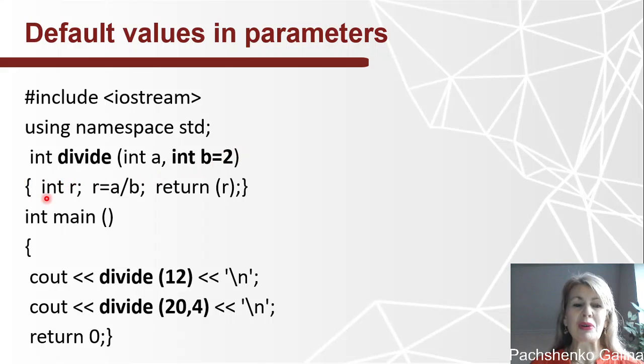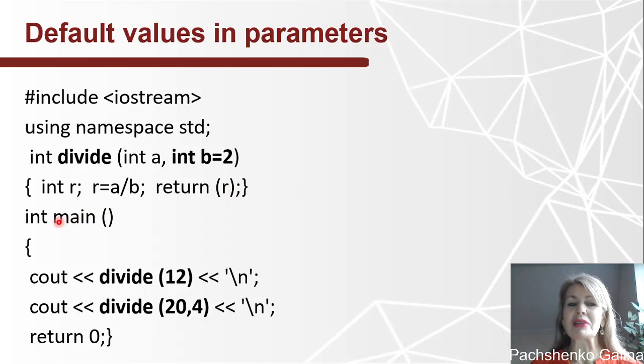Okay, what is going on in our function's body? Here we have variable r of type int. It will be our result. And then we calculate r. r is equal to a divided by b. And then we return our variable r as a result of our function.